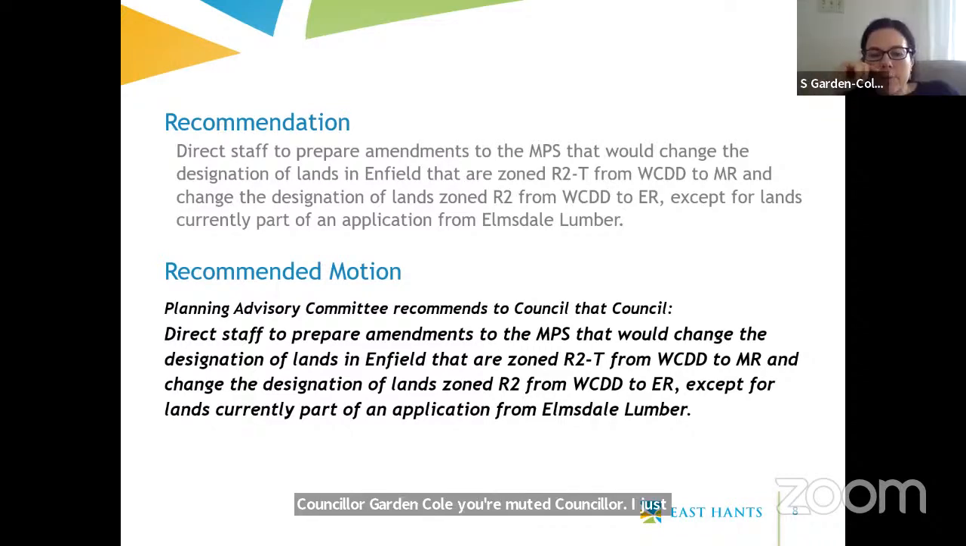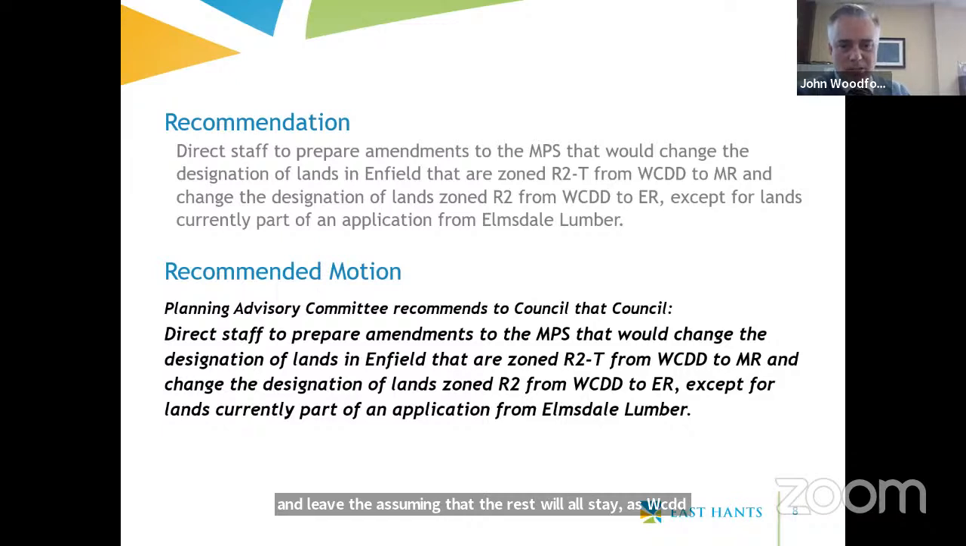I just want to speak to the recommendation. So all this motion is to change that one area and leave, assuming, the rest all staying as WCDD. Is that correct? That's a staff recommendation, yes.